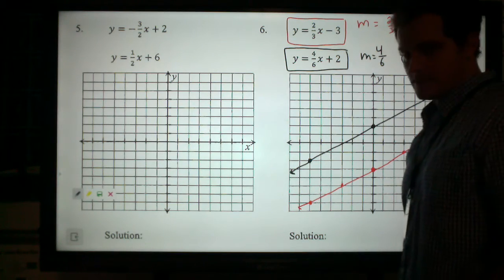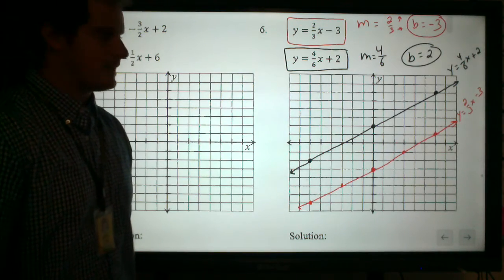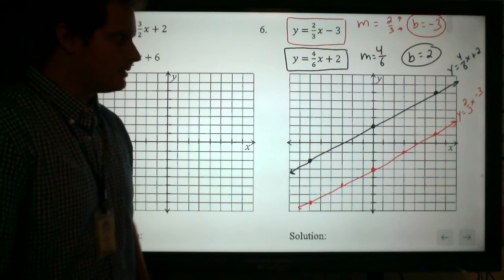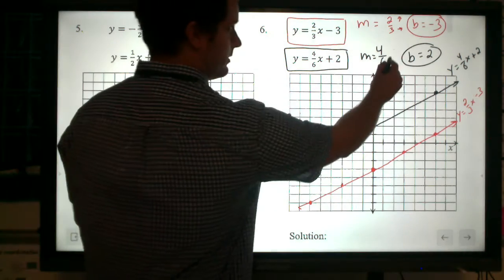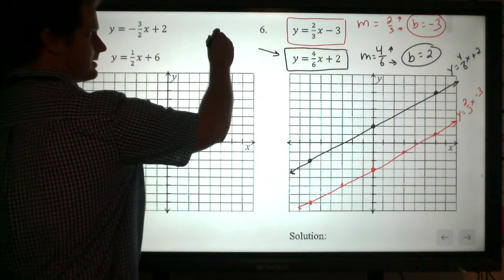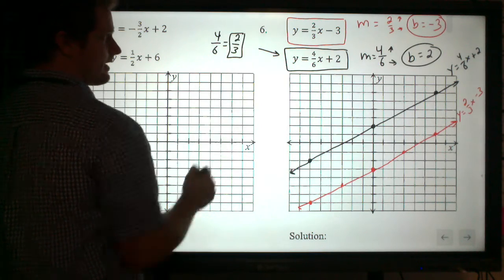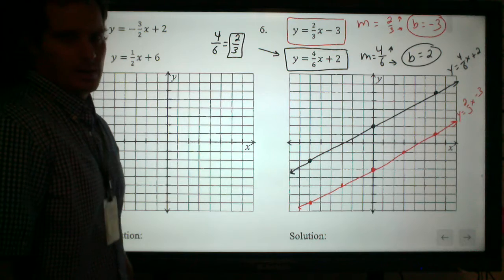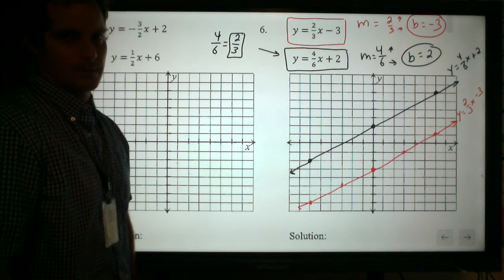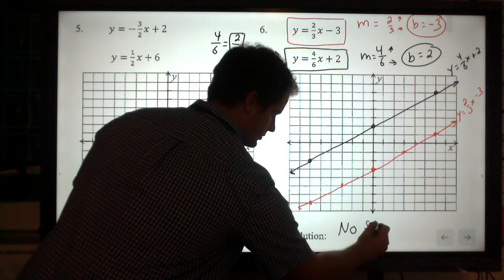Now this does happen sometimes where you go to graph systems and they don't necessarily connect. These ones will never connect because they are parallel. One of the ways that we can tell is by looking at the slope. The slope of this equation can be simplified from 4/6 to 2/3. So having the same exact slope but different y-intercepts will result in something that's known as no solution. So this one we can just write has no solution.